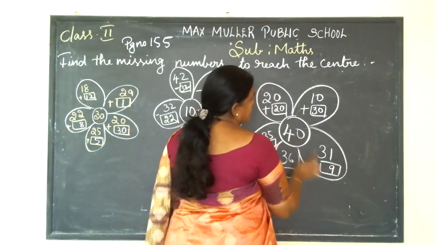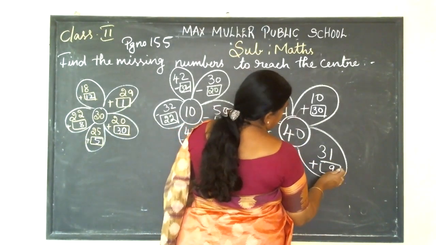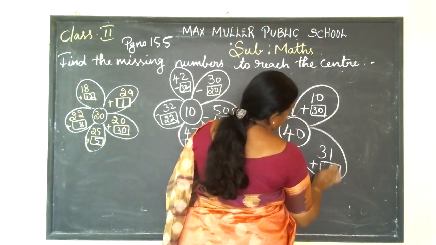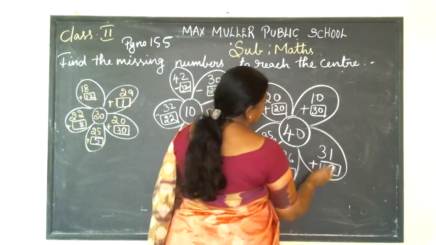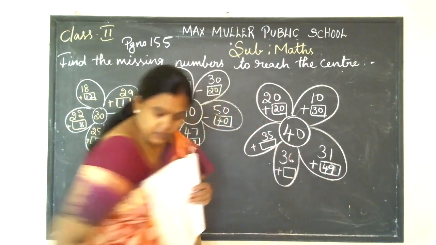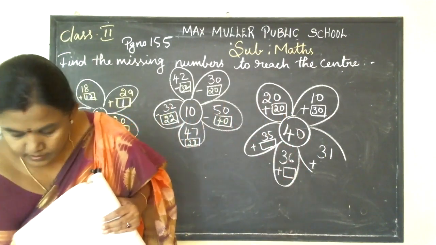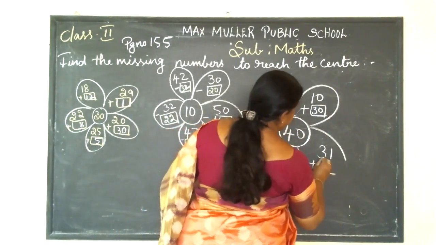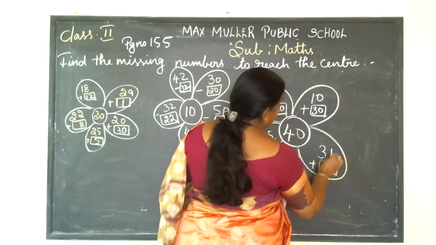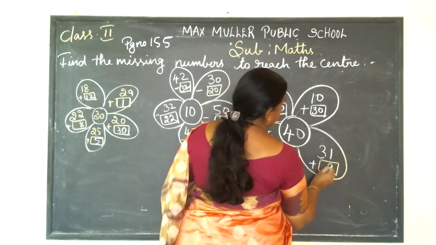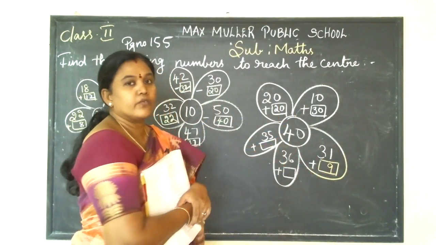9 plus 1, 10. 0, 1 carry here. 3 plus 1, 4. Okay. 9 you want to add. 9 plus 1, 10. 0, 1, 3 plus 1, 4. Sorry. You want to carry here 1. 9 plus 1, 10. 0, 1. 31 plus 9, you will reach 40.